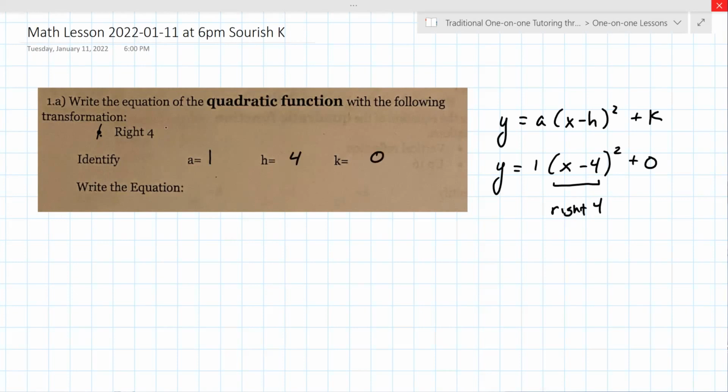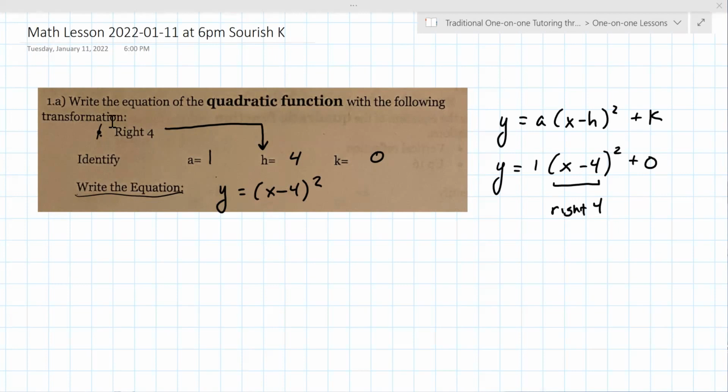They're saying right 4 only affects the H value. So then they want you to write the equation for what you wrote? Yes, but my guess is they want you to simplify it to just (x minus 4) squared. I'm not sure, maybe we'll figure out a bit more as we go through it today.